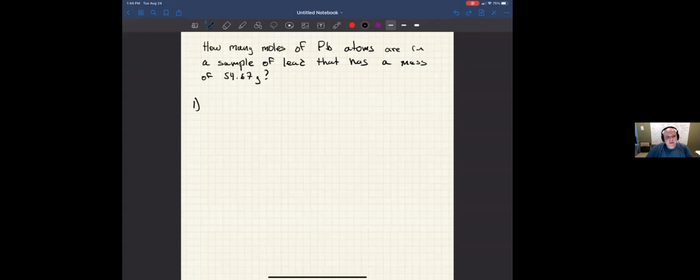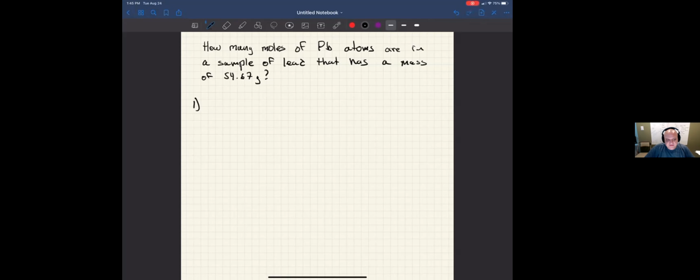All right, guys, so this problem asks you to calculate the number of moles of lead in a particular sample of lead. So how many moles of lead atoms are in a sample of lead that has a mass of 54.67 grams? And so what I'm going to use is this pretty standard problem solving method where I organize myself in these three different steps.